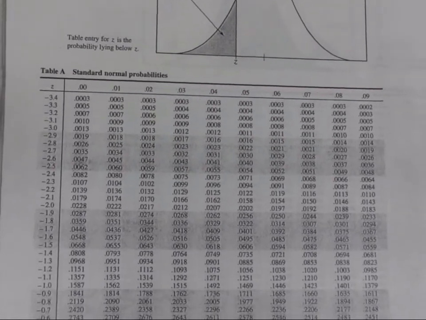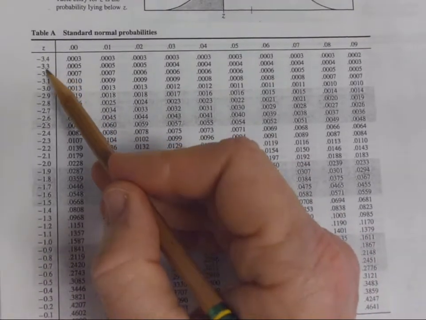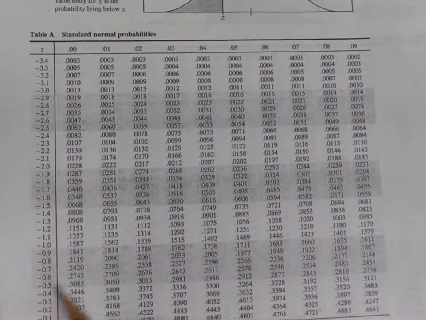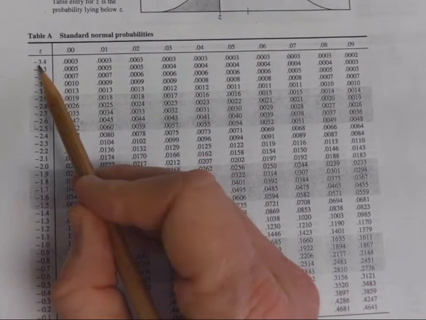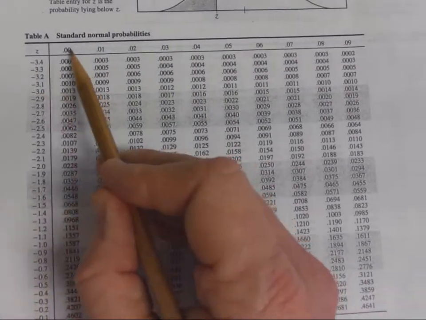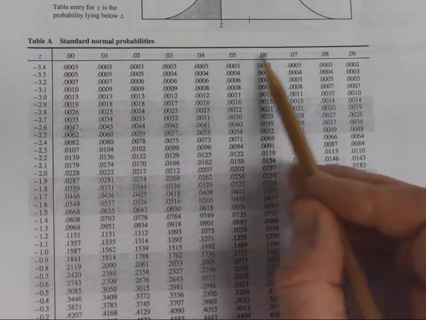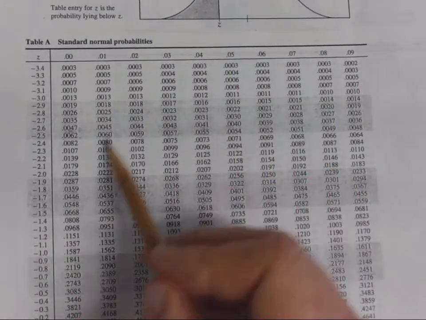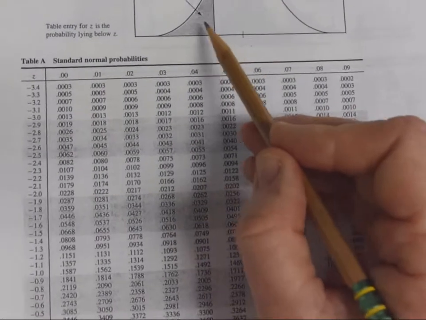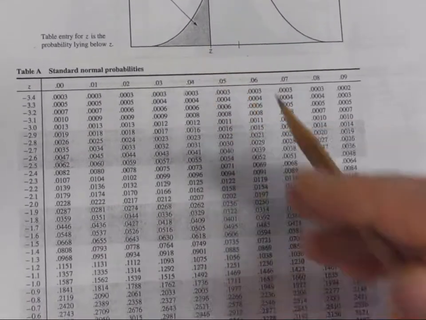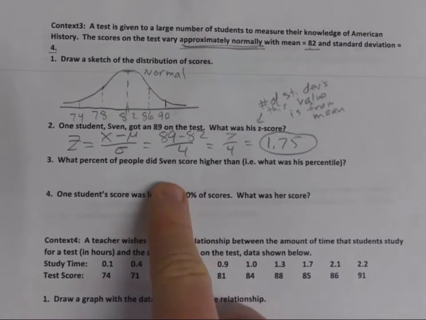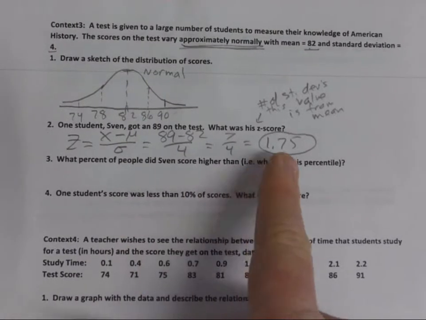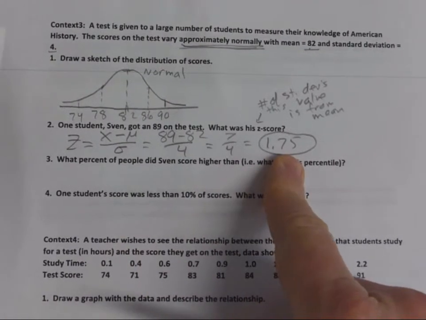And so what we would do is, you notice on the left side here, it has z-scores. And notice it has the ones place and the tenths place. And then up top is actually the hundredths place. Okay, and then all these values in here are this probability, this left area. So it is telling us exactly what we need. We need to know the percent that did less than our z-score of 1.75.